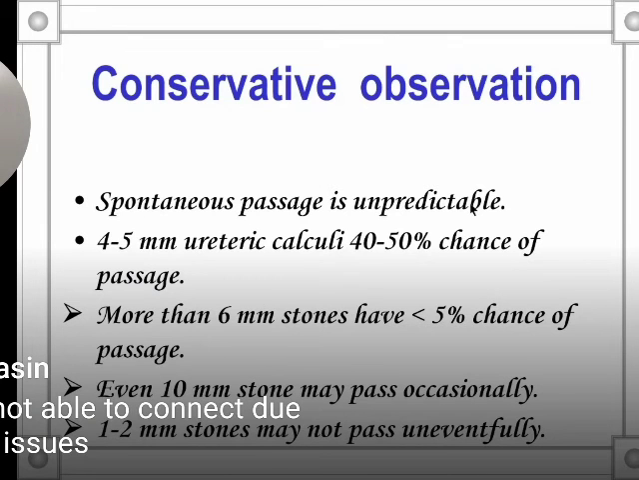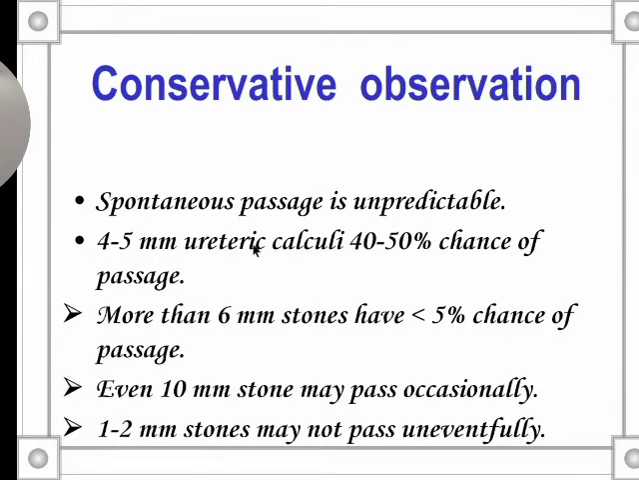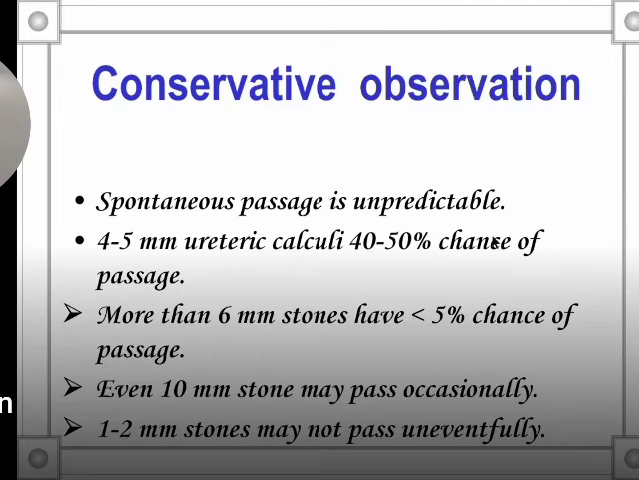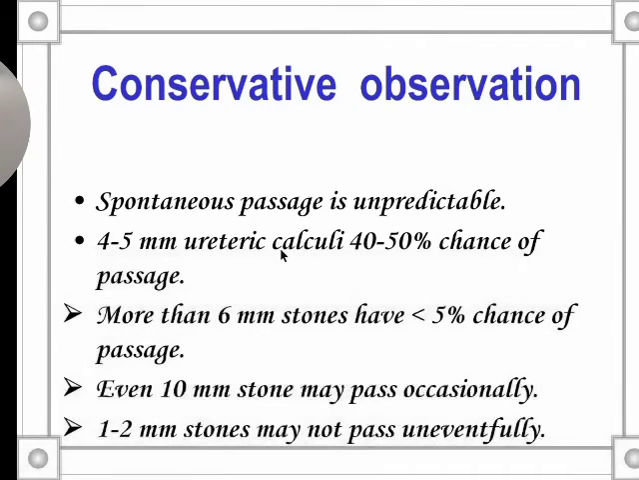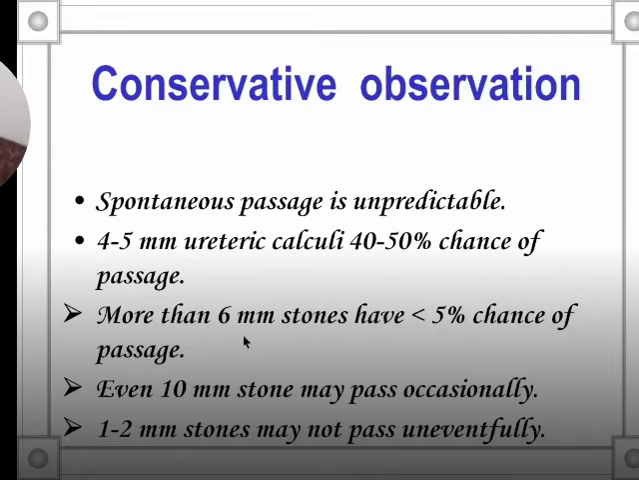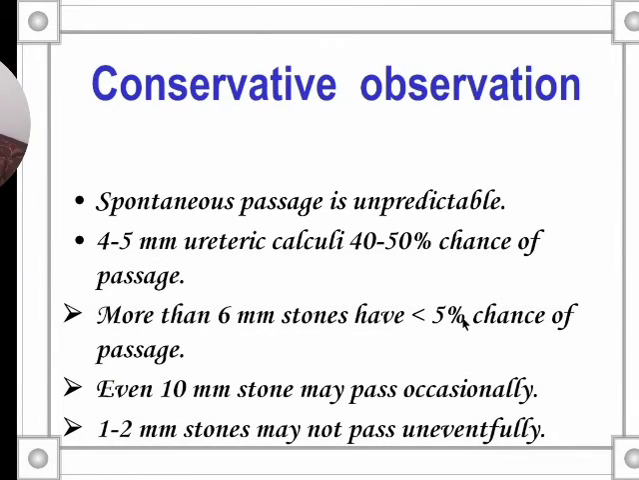So spontaneous passage is unpredictable. Usually ureteric calculi of 4 to 5 mm size have 40 to 50% chances of spontaneous passage. So about 50% of these will pass spontaneously, and the rest will get impacted. If the size is more than 6 millimeters, then less than 5% of the stones will pass, and all the others will get impacted.